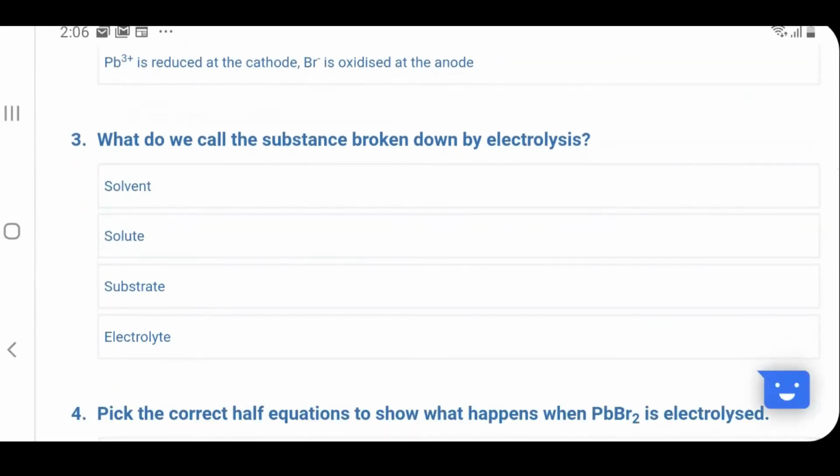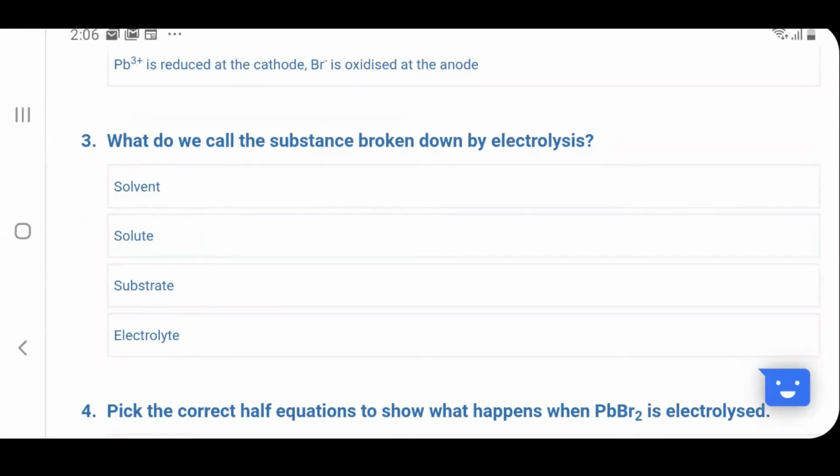What do we call the substance broken down by electrolysis? Is it a solvent? Is it a solute? Is it a substrate? Or is it an electrolyte?